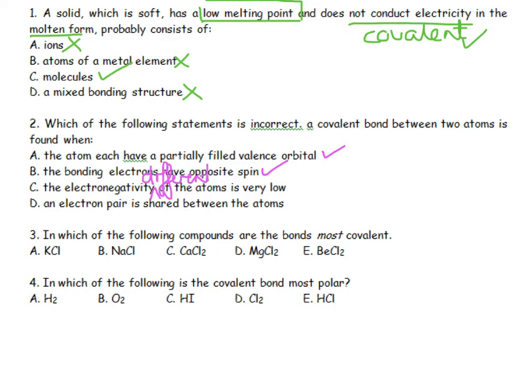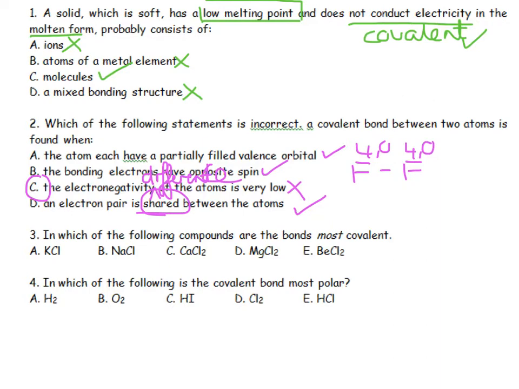But the electronegativity, if you think about it, something like fluorine and fluorine, that's 4,0 and 4,0. So the electronegativity is not low. And electron pairs shared, yes, that is true. So C is your only incorrect answer. It is the electronegativity difference that has to be low.